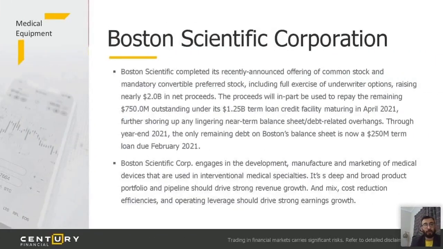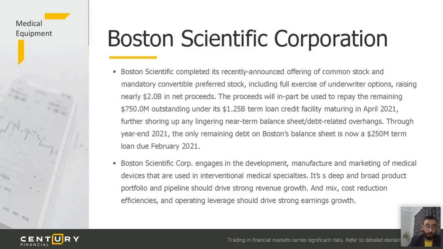Next, we are looking at Boston Scientific. Again, it's one of the good companies which we have seen. Boston Scientific engages in the development, manufacture, and marketing of medical devices that are used in interventional medical specialties. Their product portfolio is really deep, and the pipeline should drive strong revenue growth. There have been very efficient cost reductions, and that is something which can drive earnings growth in a much stronger way. So that is again something which you can look at.